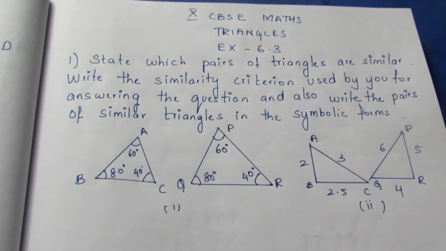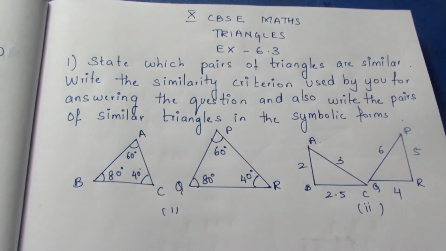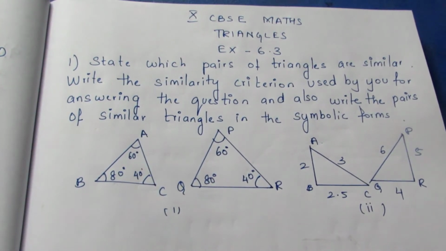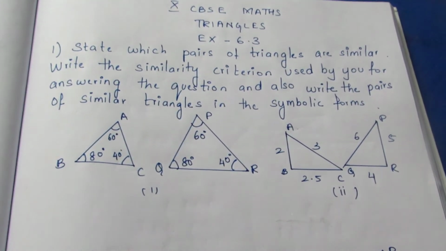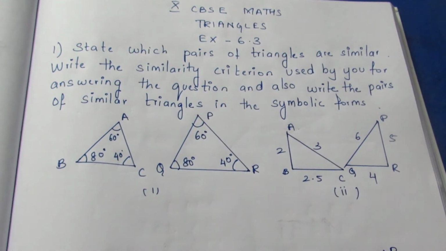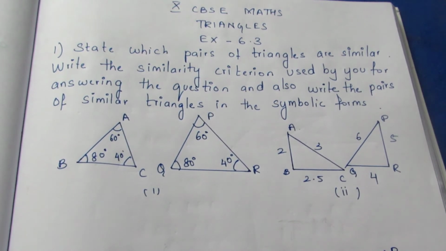Today we are going to see 10 CBSE Maths triangles, exercise 6.3, first sum. Let's see the question. State which pairs of triangles are similar. So we need to check which pair is similar. If it is similar, we need to write the similarity criterion. That is what we have seen in the introduction videos of the 4 criteria. We need to write the criterion used for answering the question, and also write the pairs of similar triangles in symbolic form. So we also need to write the pairs of triangles.